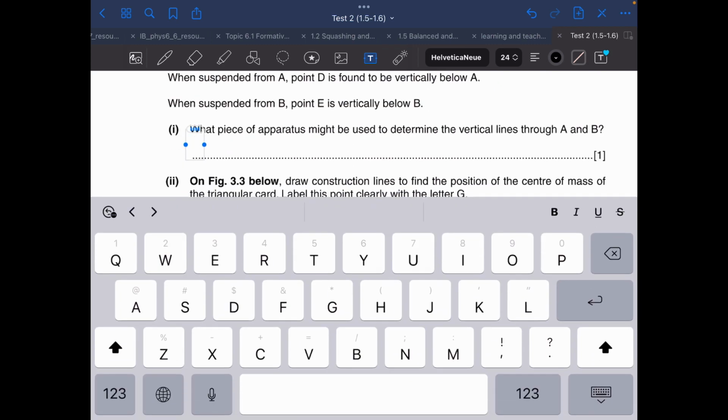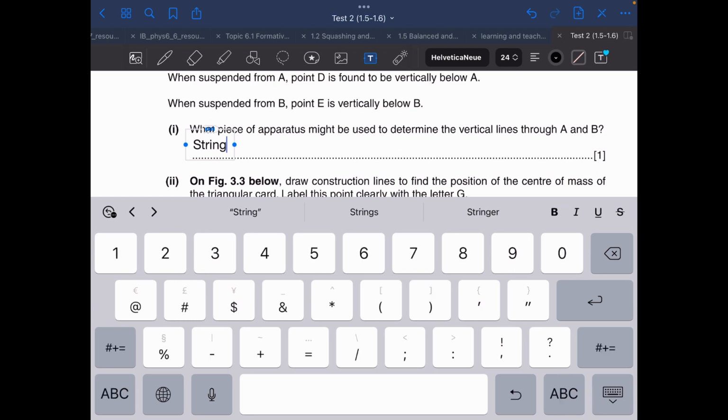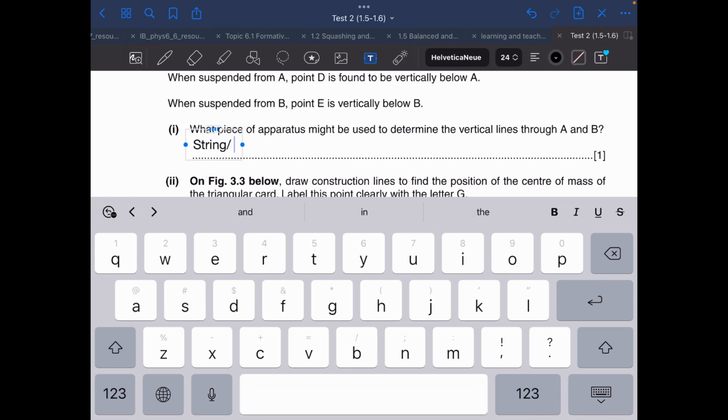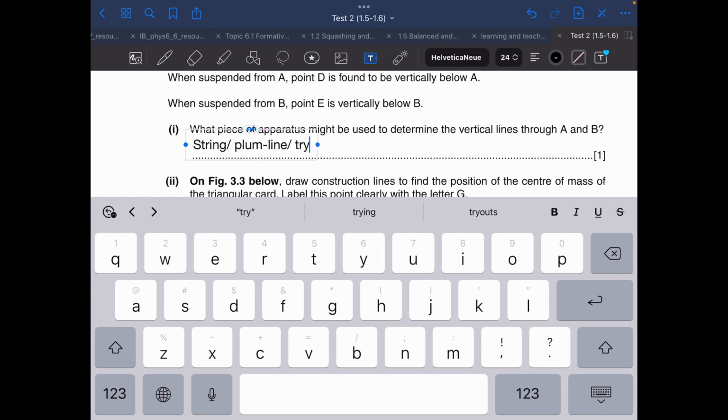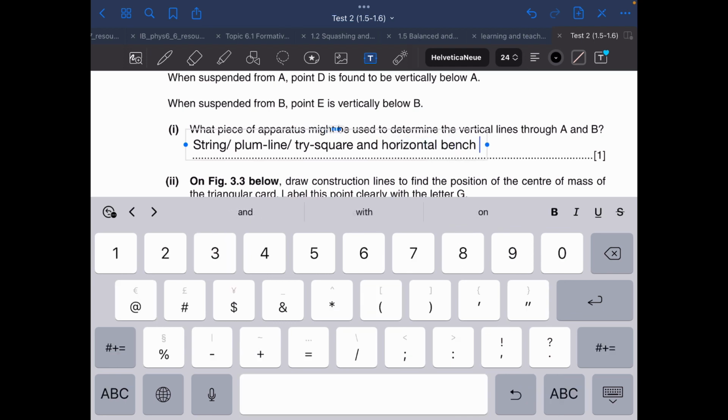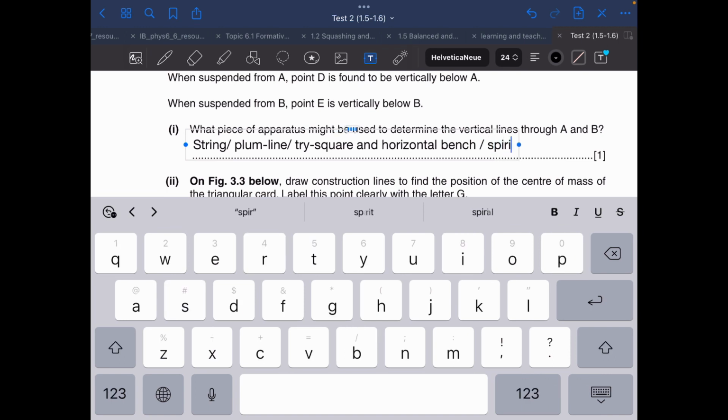So, I mean, there's a couple of different apparatus that could be used. Okay, so you could use a string, or you could use a plumb line. Or you could also use, if you don't remember the name, if you describe what a string or a plumb line is, that would be fine too. Or you can use a tri-square and horizontal bench. Or you could use as well a spirit level.